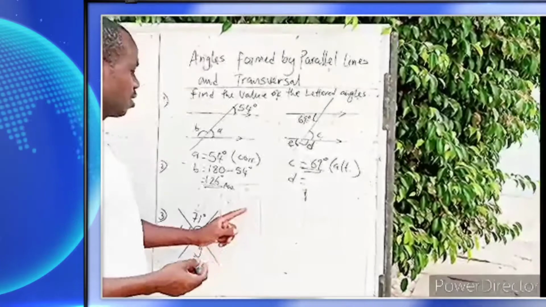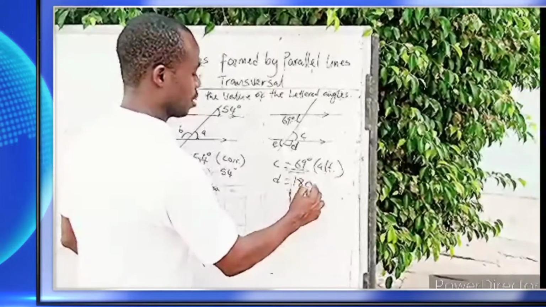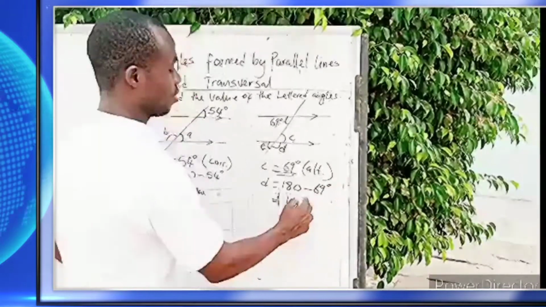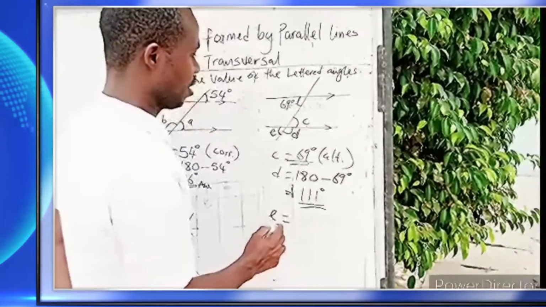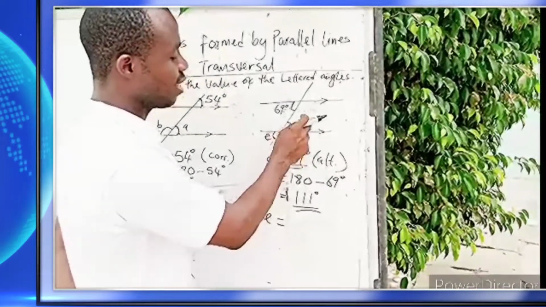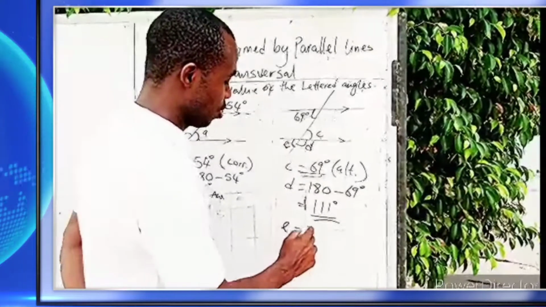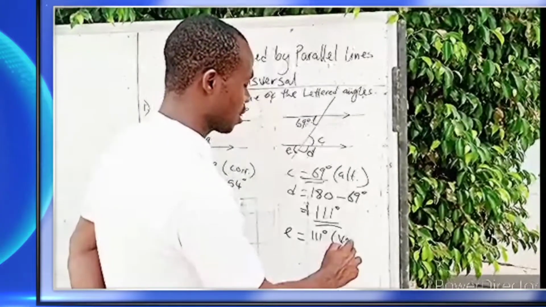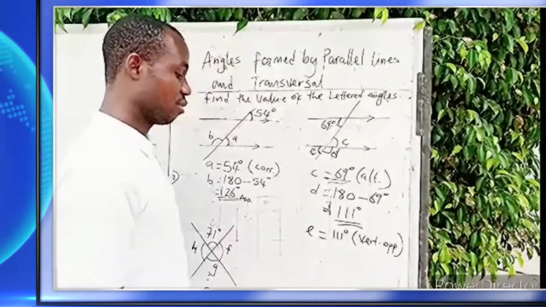To get D, we're going to use a similar thing we did when we were finding B. So it's going to be 180 minus 69 degrees, which is 111 degrees. Get E. E is equal to C. They are vertically opposite to each other. If you check here, this is C and this is E. They are vertically opposite to each other. So E is equal to 111 degrees. I'll just put vertically opposite. This is the answer for E.